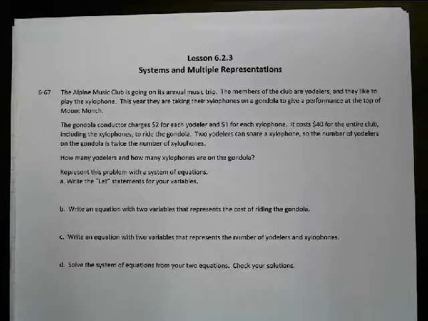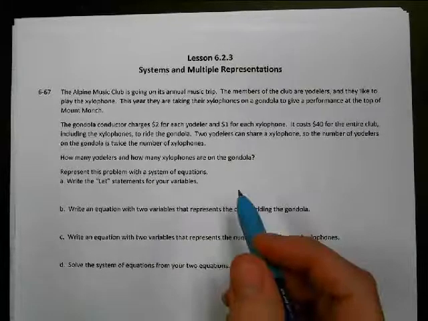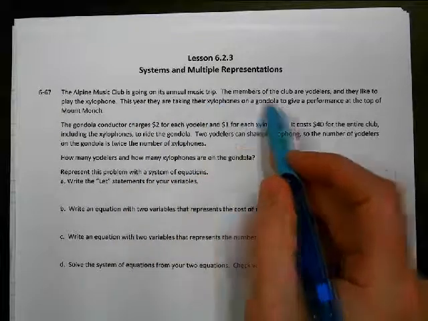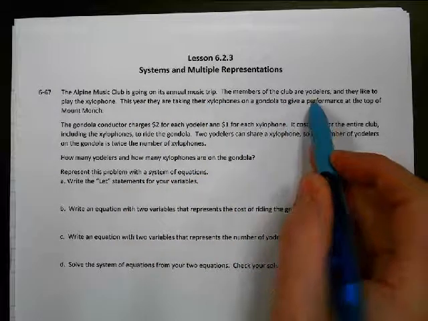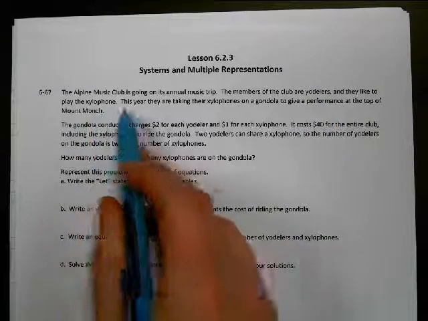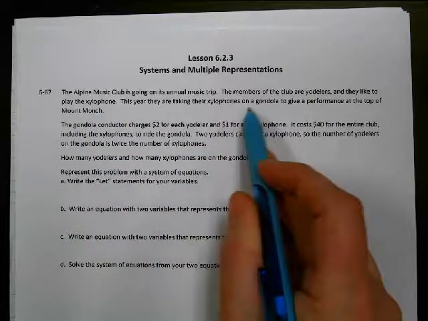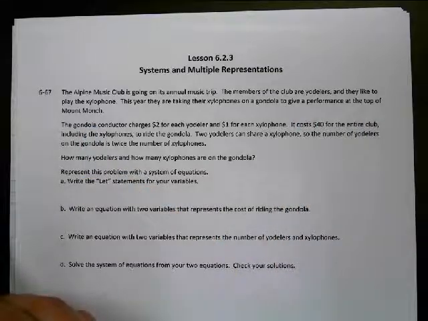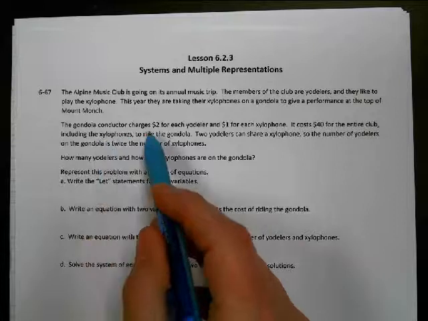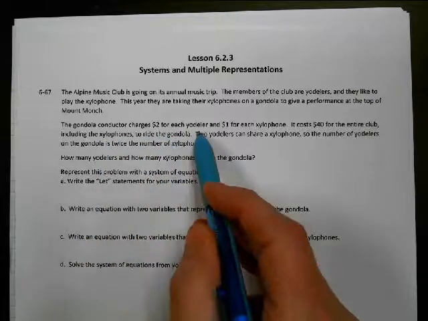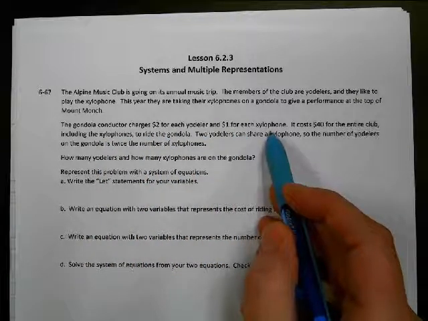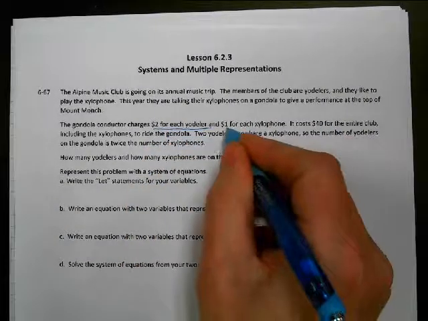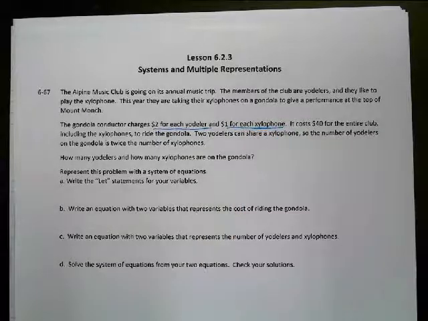So let's see, we're going to do light blue today. So 6-67, the Alpine Music Club is going on its annual music trip. The members of the club are yodelers, and they like to play xylophones, of course. This year, they're taking their xylophones on a gondola to give a performance at the top of Mount Manche. That can't be real. The gondola conductor charges $2 for each yodeler and $1 for each xylophone. Okay, that's kind of important. So we've got $2 for yodelers, $1 for the xylophone people.